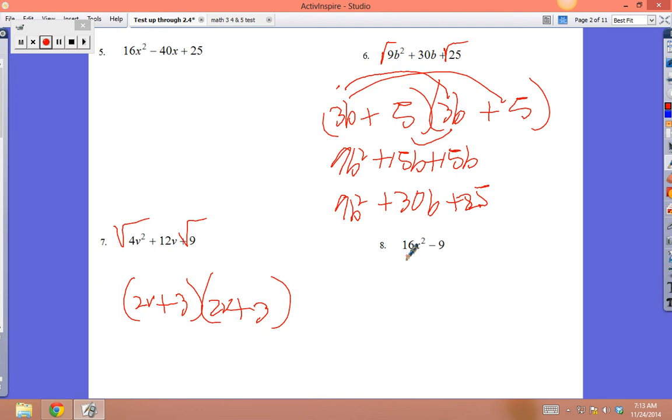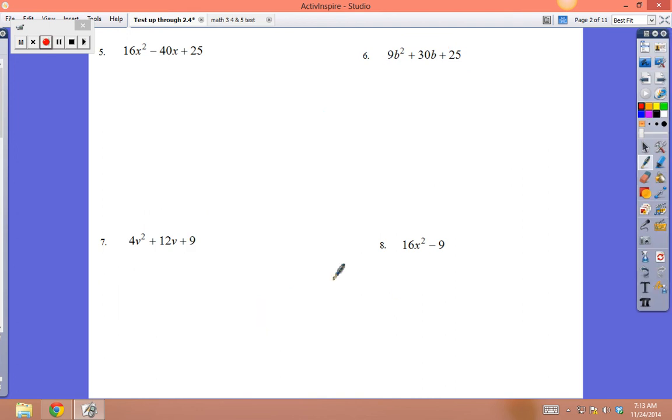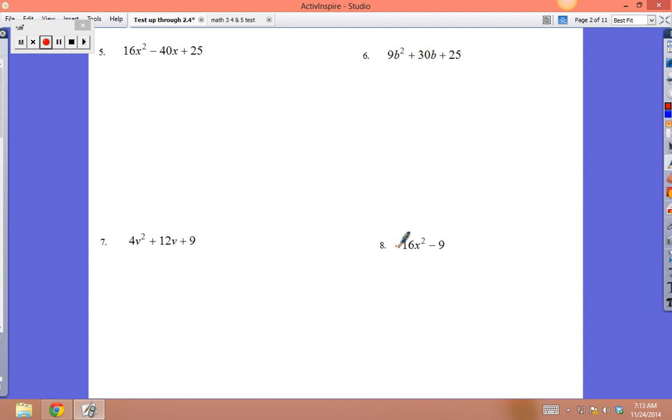Okay, 8 is a little different than 5, 6, and 7. 8 does not have a middle term. But it starts with a perfect square and ends with a perfect square. So 16x squared they get from 4x times 4x. The 9 they get from a 3 times a 3, but it's a negative 9. So one of them's got to be plus, one of them's got to be minus, because negative times positive is negative.